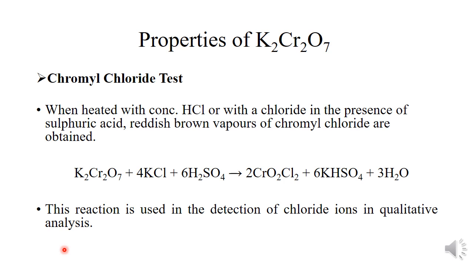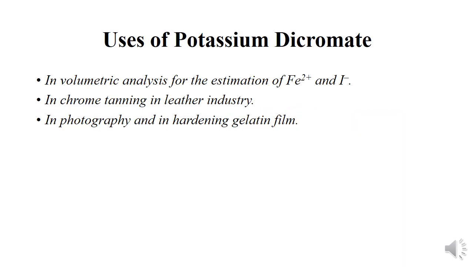Clear? And this particular reaction is used in the detection of chloride ions in qualitative analysis. कि जैसे qualitative analysis में हम इस particular reaction को किसकी detection के लिए use करते हैं? That is for the detection of chloride ions, कि हमारे sample में chloride ions available हैं या नहीं. Clear? So last are the uses of potassium dichromate.